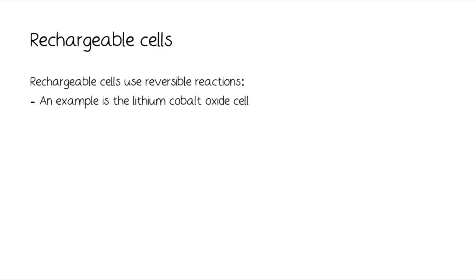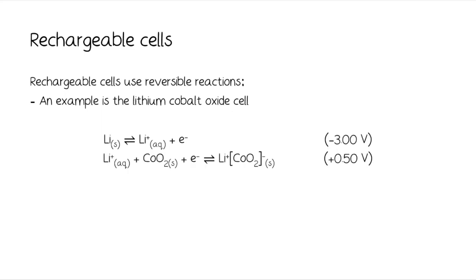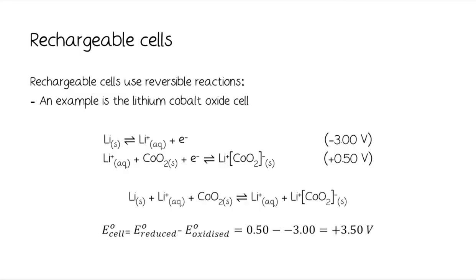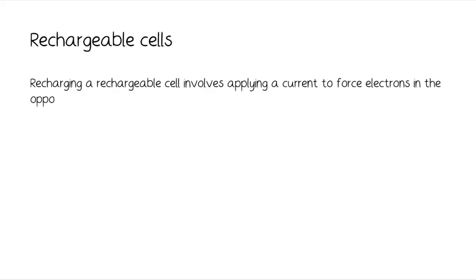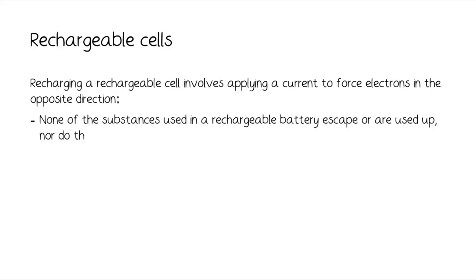Let's talk about rechargeable cells. These use reversible reactions, and an example is the lithium cobalt oxide cell. So here's our 2 equations here using reversible reactions. If you do the whole negative this, that, and combine them, this is what you get. And if we work out the EMF, it gives us a nice hefty EMF of 3.50 volts. So we can recharge rechargeable cells by applying a current to force electrons in the opposite direction. This doesn't really cause much of a problem because in a rechargeable battery, they don't actually form part of the casing, and also nothing escapes or is used up.